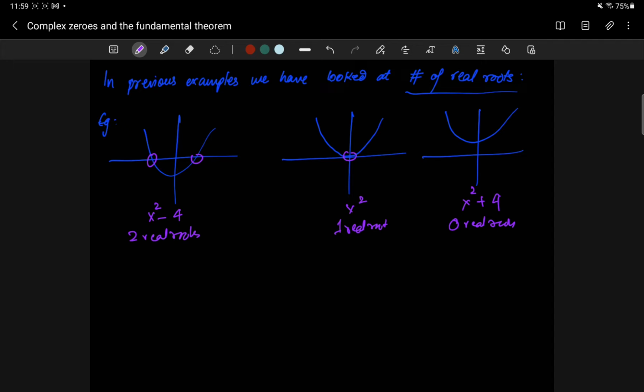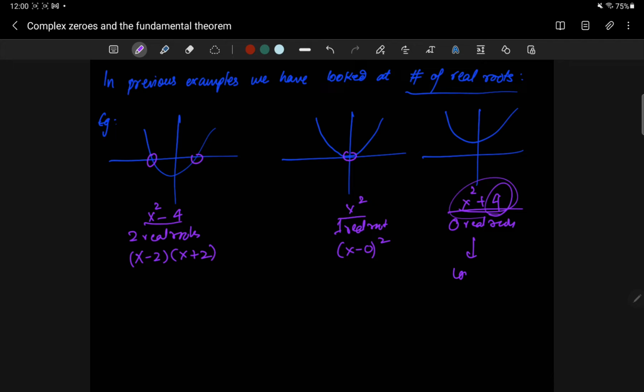Now, however, characteristically speaking, these are all parabolas, right? So they should all have similar properties. For example, this can be factored as (x minus 2)(x plus 2). This is just x minus 0 squared. But this cannot be factored with real numbers, right? But there must be a way to factor this if we can write 4 as the negative square of something.